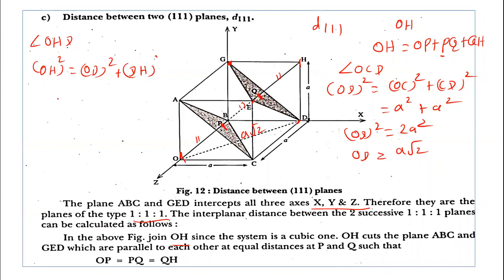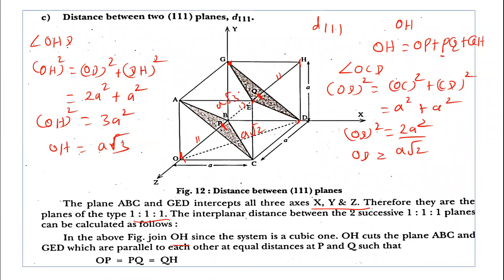Now let us see OD square. We found this is twice A square, so put that value, twice A square. What is DH? DH is equal to A, the edge of the cube, so DH square is A square. So OH square is equal to thrice A square, and OH is equal to A into root 3.